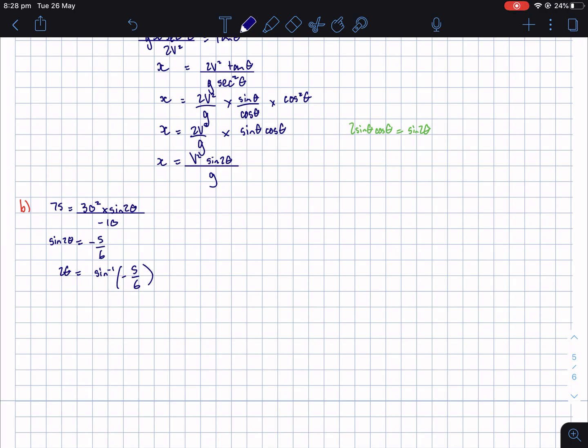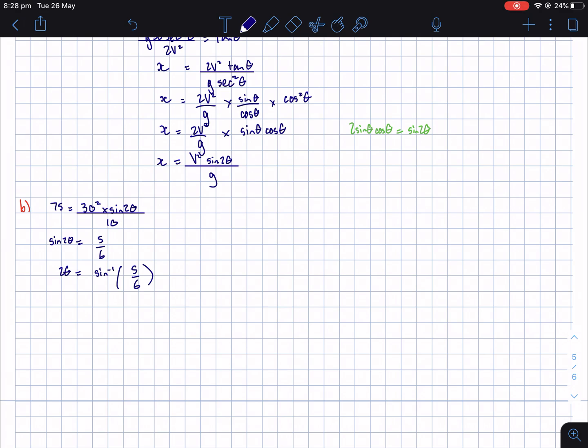What is this? 7b or something? Oh, they've just had g as 10, not negative 10. Well, that's easier. That's much better. Okay. So 2 theta equals that.